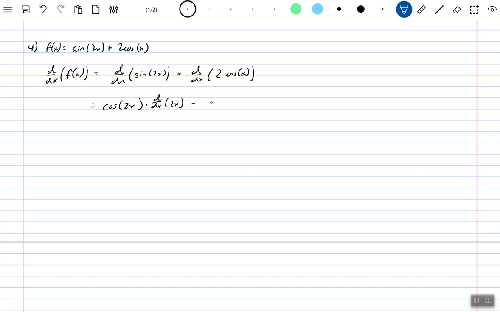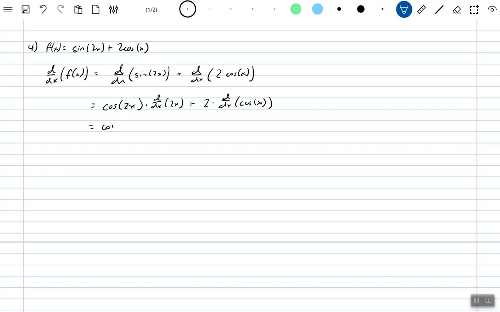And now plus this derivative. Now, we have this 2 out in front, we can just ignore it. That's a constant. We can pull it out in front and ignore it. So this is just equal to the derivative of 2 cosine of x, which is also just equal to 2 times the derivative of cosine of x.